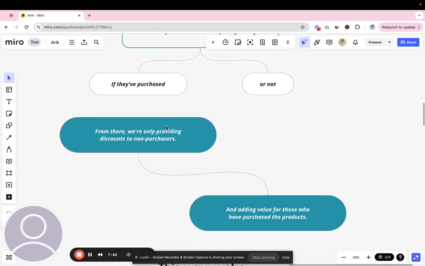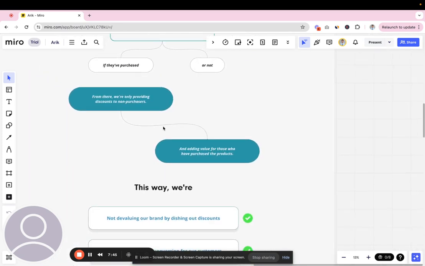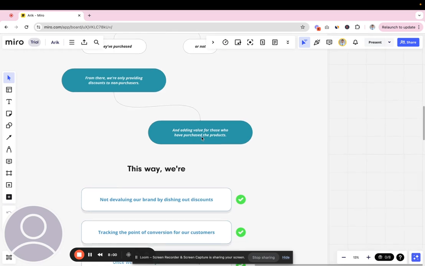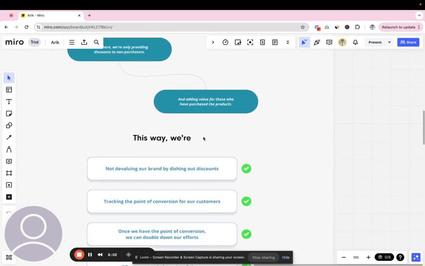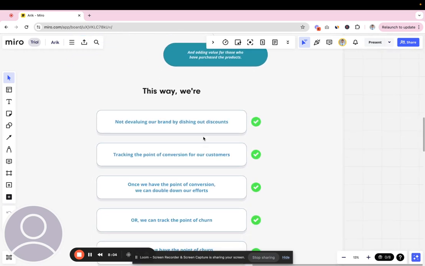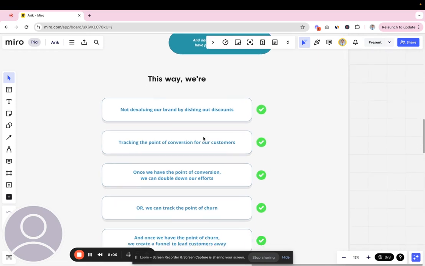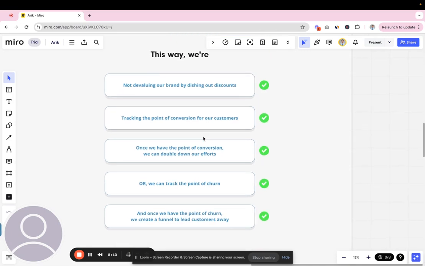From there, we're only providing discounts to non-purchasers, for example, because that could be an element that gets them to convert. Why would we continue to offer current customers discounts if they've already purchased? Sure, there's a time and place for that, but most likely you don't need to get them to convert. The second is adding value for those who have purchased the products. This way, we're not devaluing our brand by dishing out discounts left and right, so you're just losing out on margins.